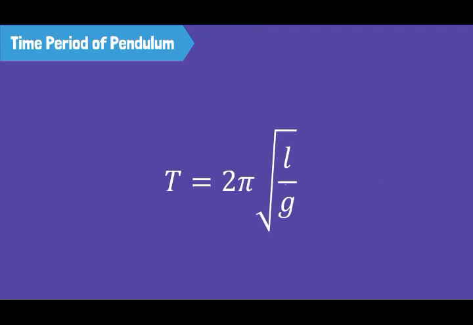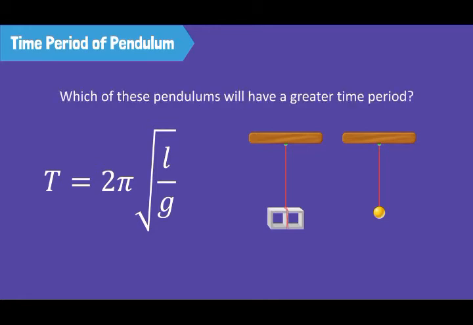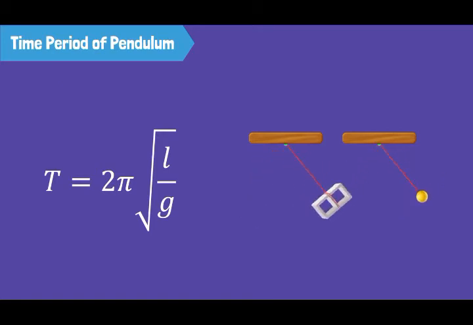Let's look at a problem. The time period of which of these pendulums will be greater? The first pendulum has a heavy concrete block as its bob. The second pendulum has a light ball. The time period of both these pendulums will be the same. We can see from the formula that the time period of a pendulum only depends on the length of the pendulum string L and gravity g. As both these pendulums have the same length, L1, their time period will be the same.